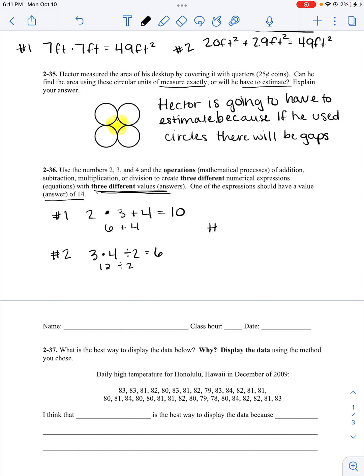Okay, the last one, it has to equal 14. So what I know is that 7 times 2 is 14. So how can I get 7? Well, I can do 4 plus 3. Okay, and then I could add 2, or multiply it by 2. 7 times 2.